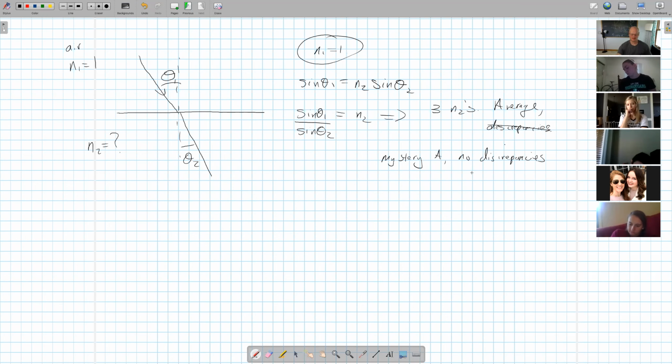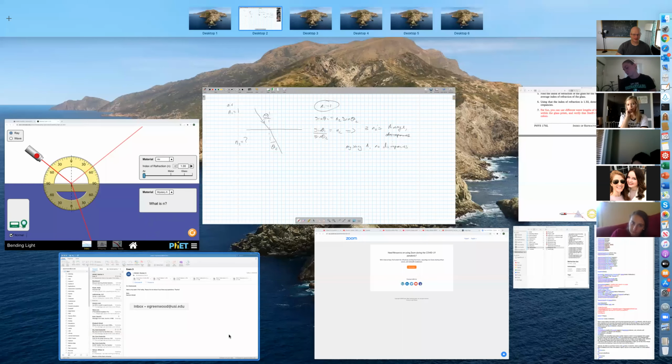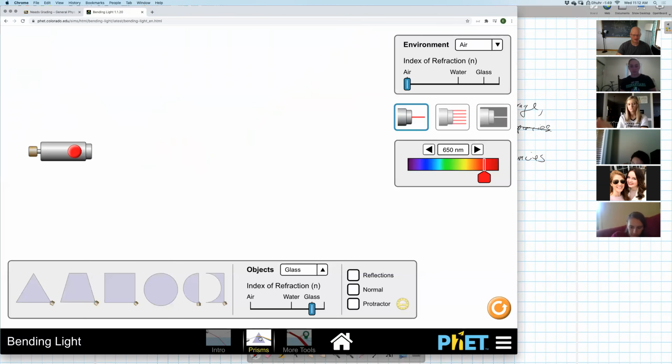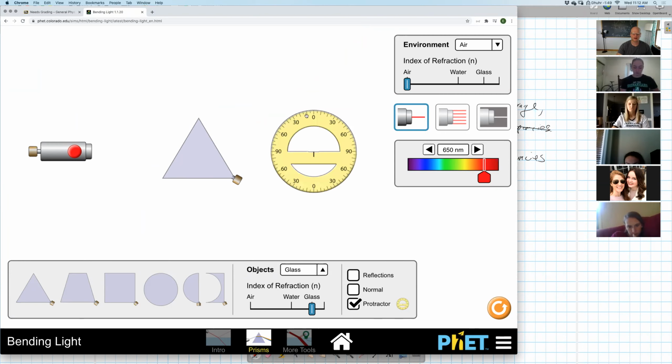Okay. So good. Finally, we're going to go to the bottom part here and click on Prism. So now we're going to go to a prism, and pull out this triangular prism. Okay. And then basically we're going to do the same thing. So we're also going to pull out the protractor. I said pull out. Okay, maybe if I just click on it. There we go. I just have to click on it.